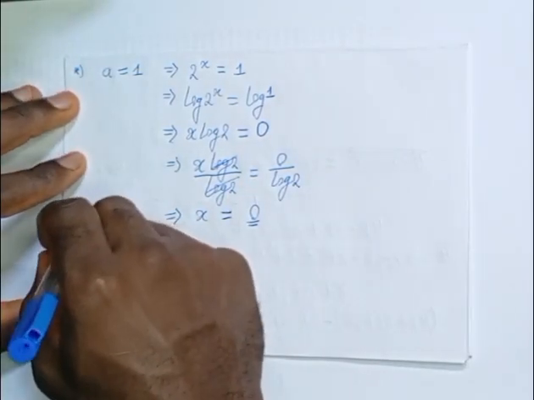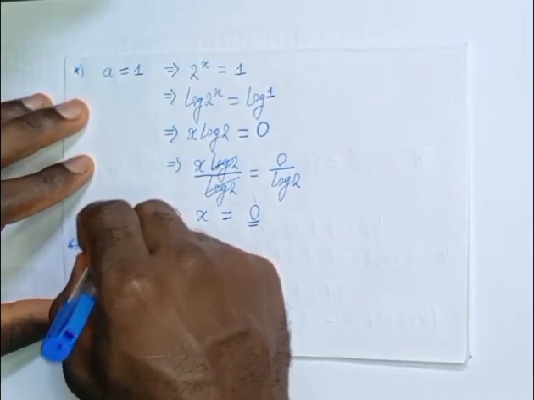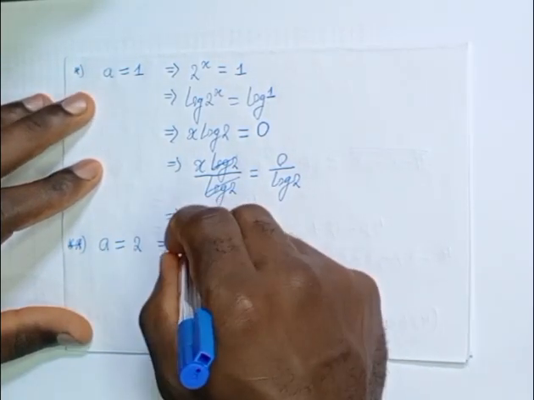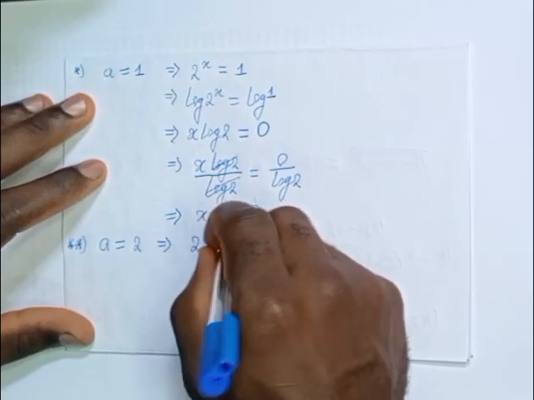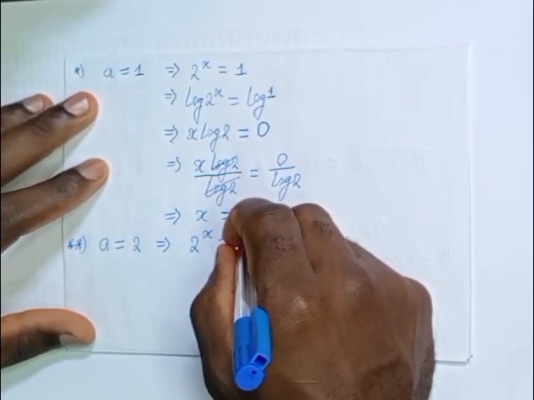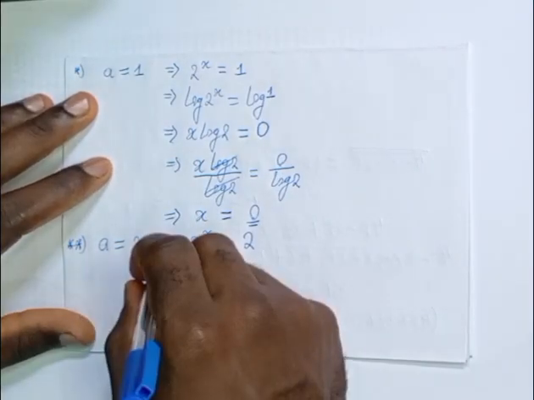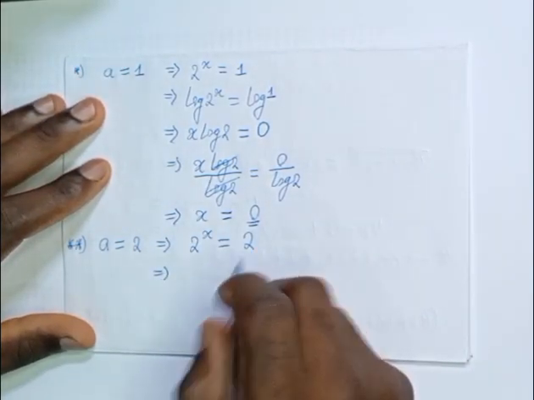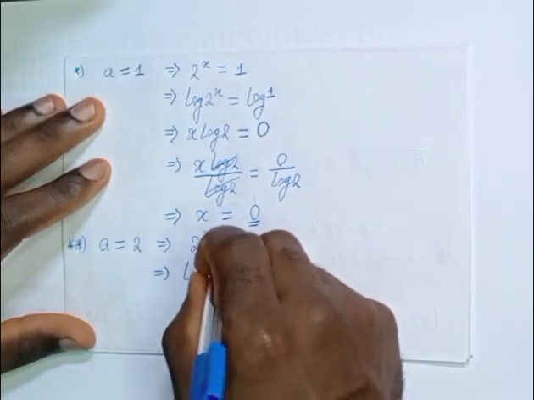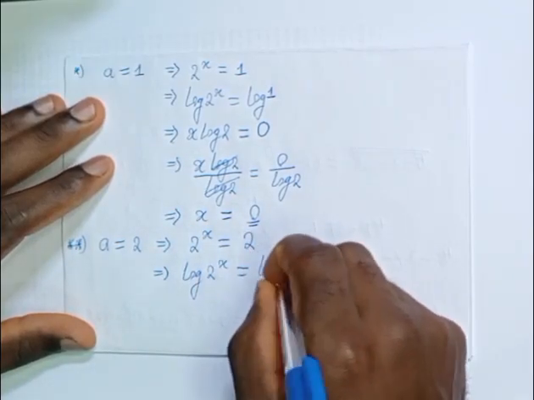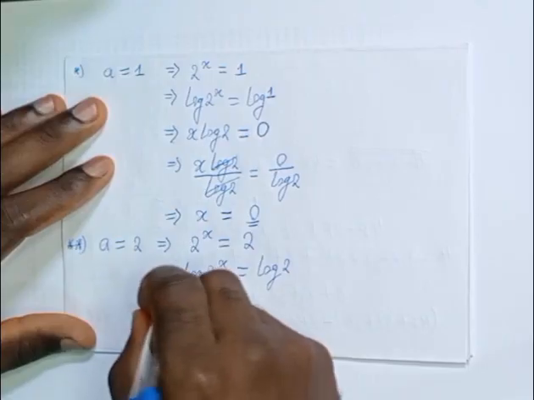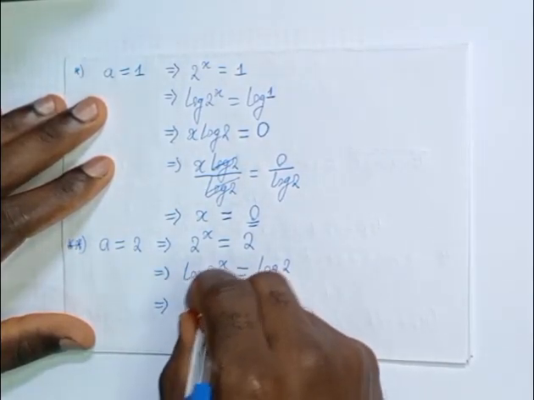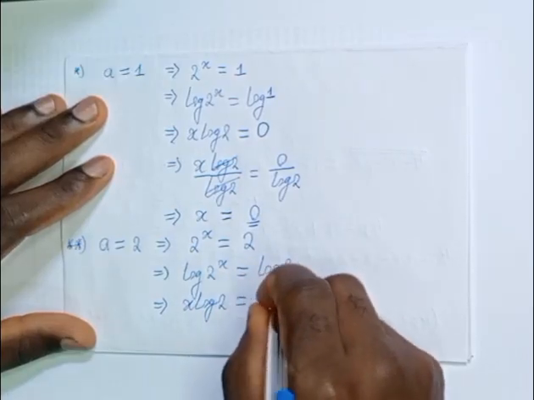For the second one, 2 star, we have e is equal to 2. Then replacing e with 2 raised to the power x gives us 2 raised to the power x is equal to 2. This will imply that if we take log to the base 10 at the left hand side and at the right hand side, this will give us log 2 raised to the power x is equal to log 2. Then, applying the law of power, this will give us x log 2 is equal to log 2.